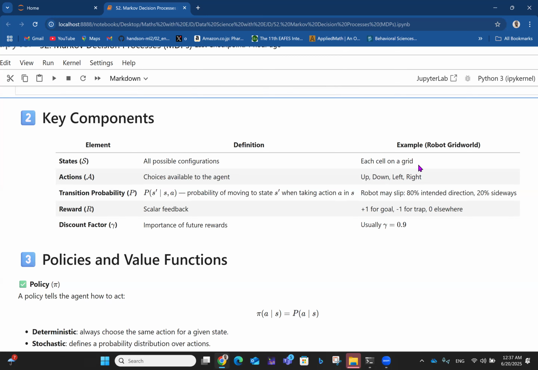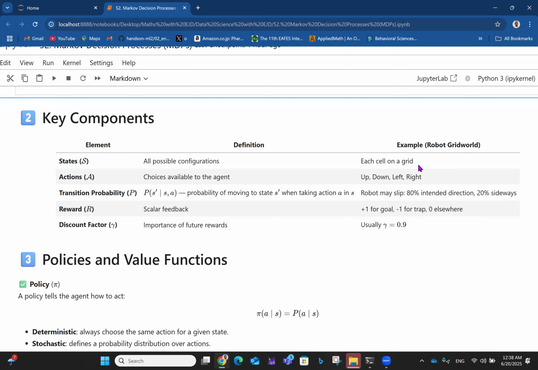Transition probability is the probability that if you take that action, you're going to move to a particular S prime. That's the probability of moving to state S prime when taking action A in state S. For the robot grid world, the robot may slip, so there's 80% in the intended direction and 20% sideways. Then reward, you have a scalar feedback: +1 for goal, -1 for trap, and 0 elsewhere. It's more like, for the snake game, +1 if you eat the food, -1 if you don't eat the food, and 0 if you just keep moving around without getting the food.